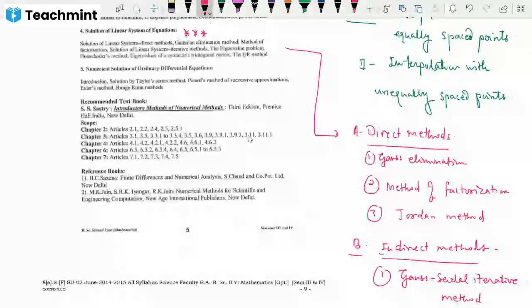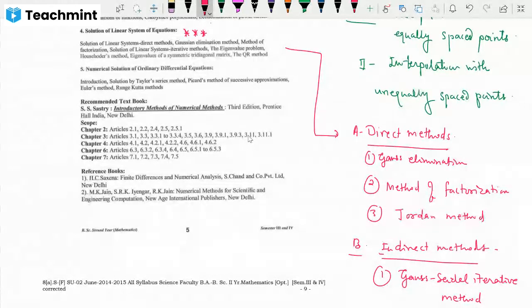Chapter number 5, that is numerical solution of ordinary differential equations. First we will see what is an ordinary differential equation. In that we'll see IVP, that is initial value problem. We'll see the introduction for that, and after that we'll solve ordinary differential equations using numerical techniques. For that there are different methods. First, the Taylor series method.